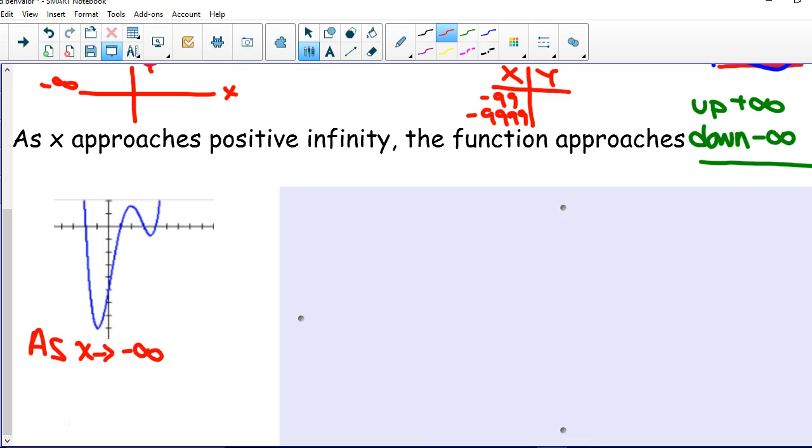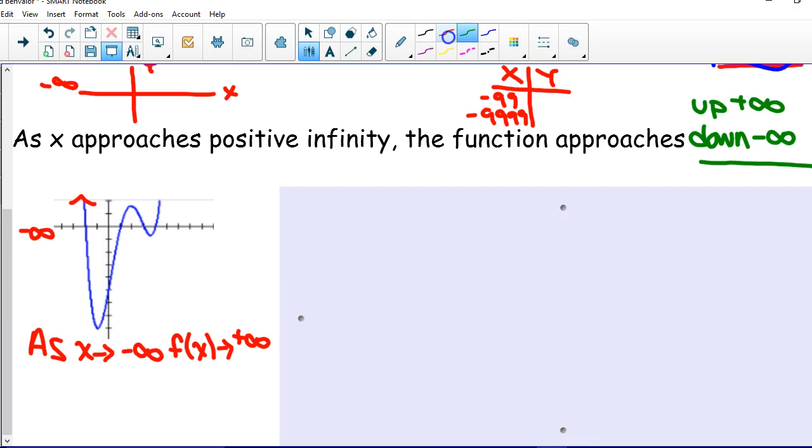So over here, what's happening to my graph in the end? It's going up. So as x approaches negative infinity, that's on the left side. So you can feel that negative infinity over there on your graph. Negative infinity is on my left side, so fill it in. As x approaches negative infinity, f of x approaches, well, it's going up. So we're going to put positive infinity, or just infinity, that's fine as well.